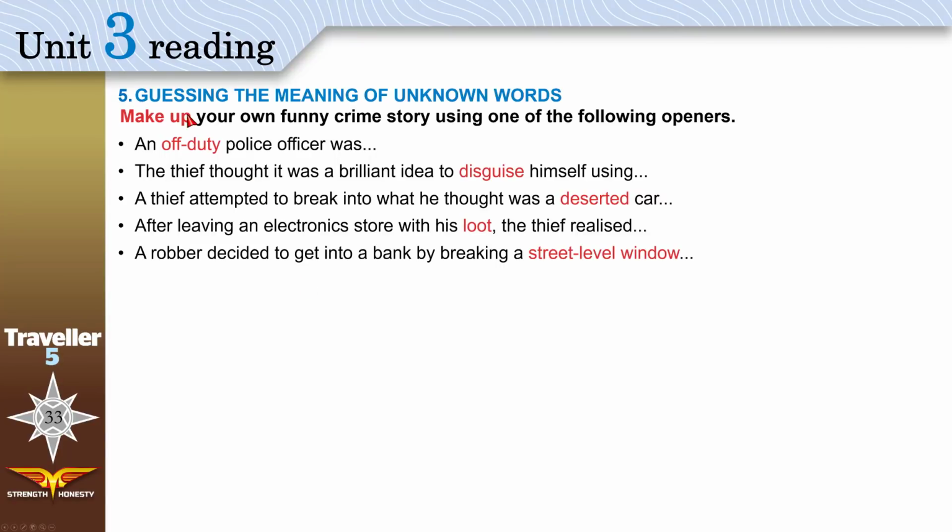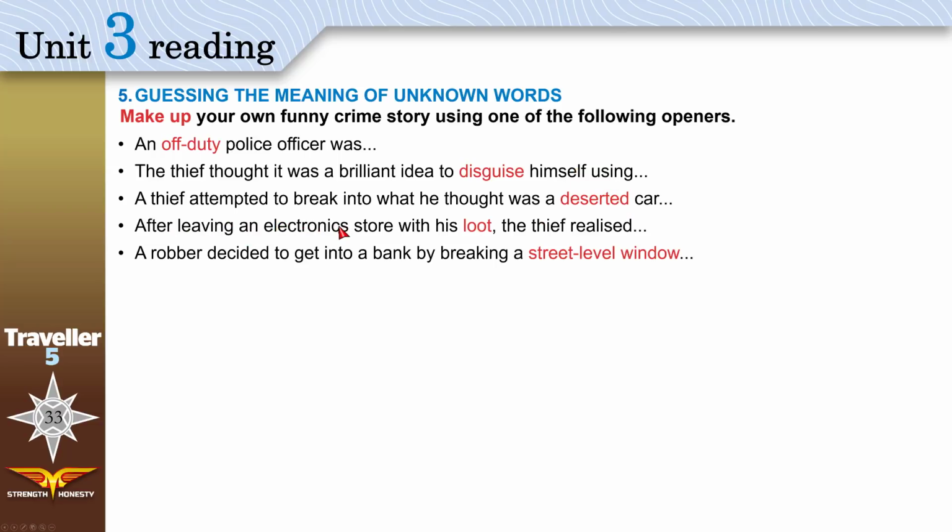Now, make up your own funny crime story. When you make something up, that means it's not true. Using one of the following openers. An off-duty police officer. Off-duty, wasn't wearing his uniform, wasn't working. The thief thought it was a brilliant idea to disguise himself using. When you disguise, you try to change your appearance. A thief attempted to break into what he thought was a deserted car. Deserted, nobody was using it.